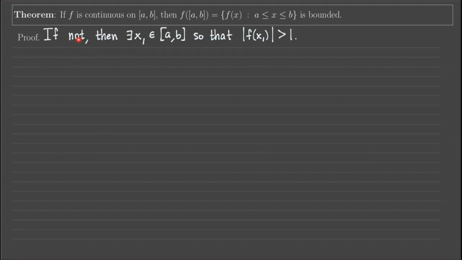If not, so we're doing a proof by contradiction here, if not, then since my set of outputs is an unbounded set, perhaps it shoots off to positive infinity or negative infinity or both, I can find a point in the closed bounded domain from A to B so that the size of f of x1 is greater than 1. If I couldn't do that, then my set of outputs would be bounded by the number 1. Right, so assuming that my set of outputs is not bounded allows me to make this choice of just any arbitrary point in the domain where the output has got a size greater than 1.